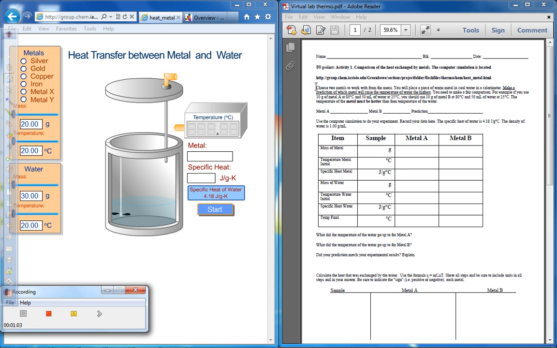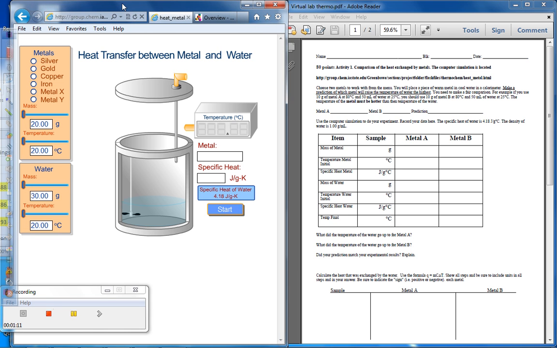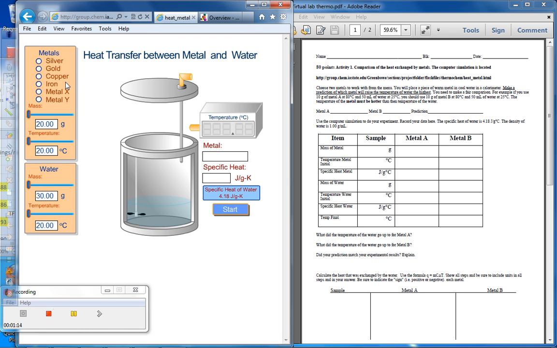Now let's take a look at the instructions right here. It says choose 2 metals to work with from the menu. So you can choose anywhere from silver, gold, copper, iron, any of those 4 metals. The metal X and metal Y will be used in the second part. It says you will place a piece of warm metal in cool water in a calorimeter. The calorimeter is this device right here. It has perfect insulation, so no heat comes in or out, which is not true in a real lab. You would have some heat coming in or out. This is perfect insulation in this simulator.